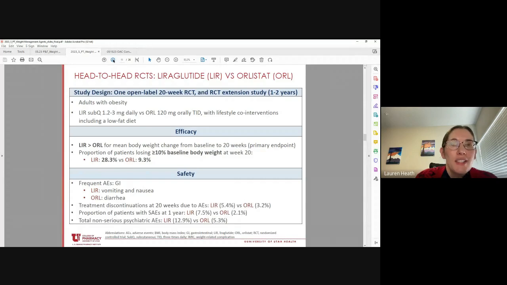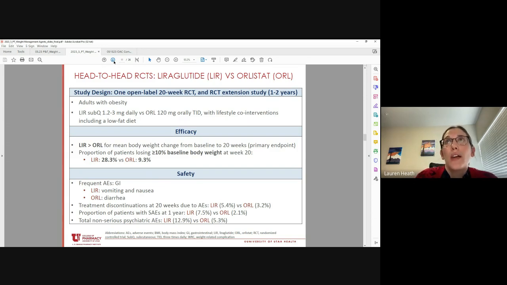Liraglutide at a range of doses, including the target dose, was compared to recommended doses of orlistat in combination with lifestyle interventions as treatments for adults with obesity in an open-label 20-week trial with long-term extension. At 20 weeks, liraglutide demonstrated significantly more weight loss than orlistat. Approximately 28% of patients lost at least 10% of their baseline body weight with liraglutide, compared to about 9% who received orlistat. GI side effects were frequent with both treatments, with diarrhea being the most common GI side effect for orlistat and vomiting and nausea being the most frequent for liraglutide.